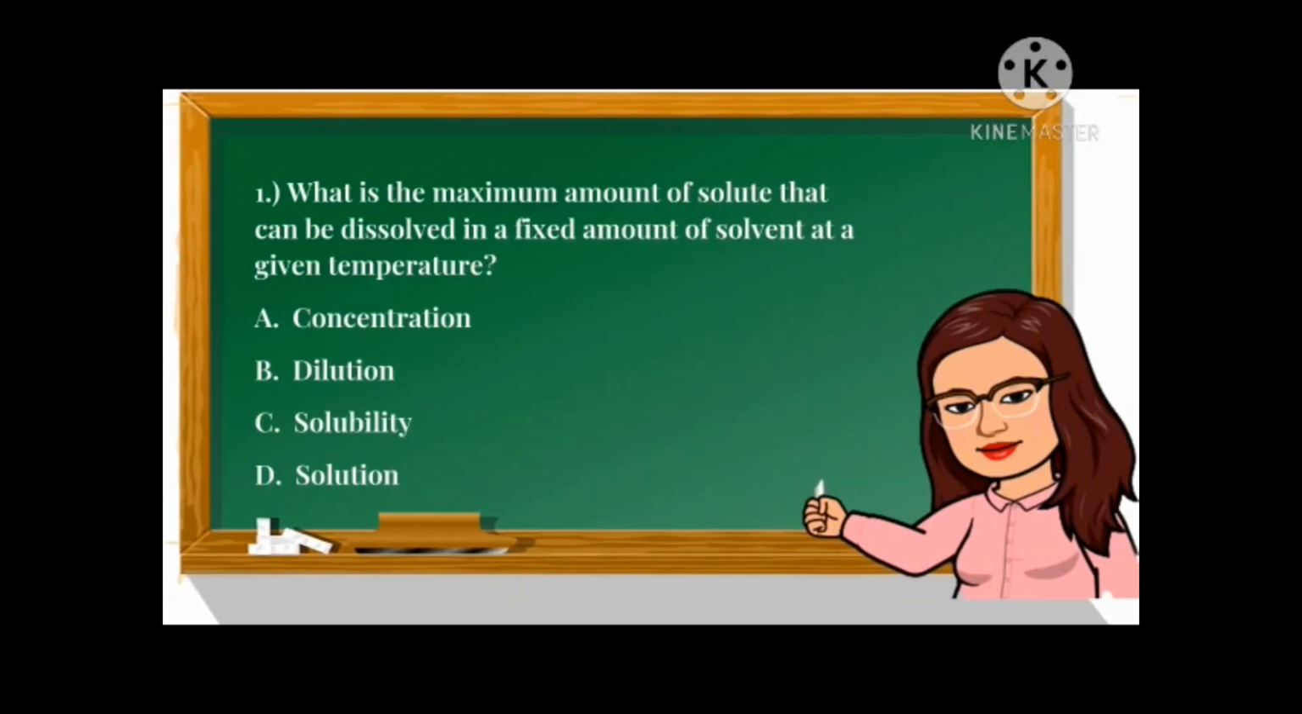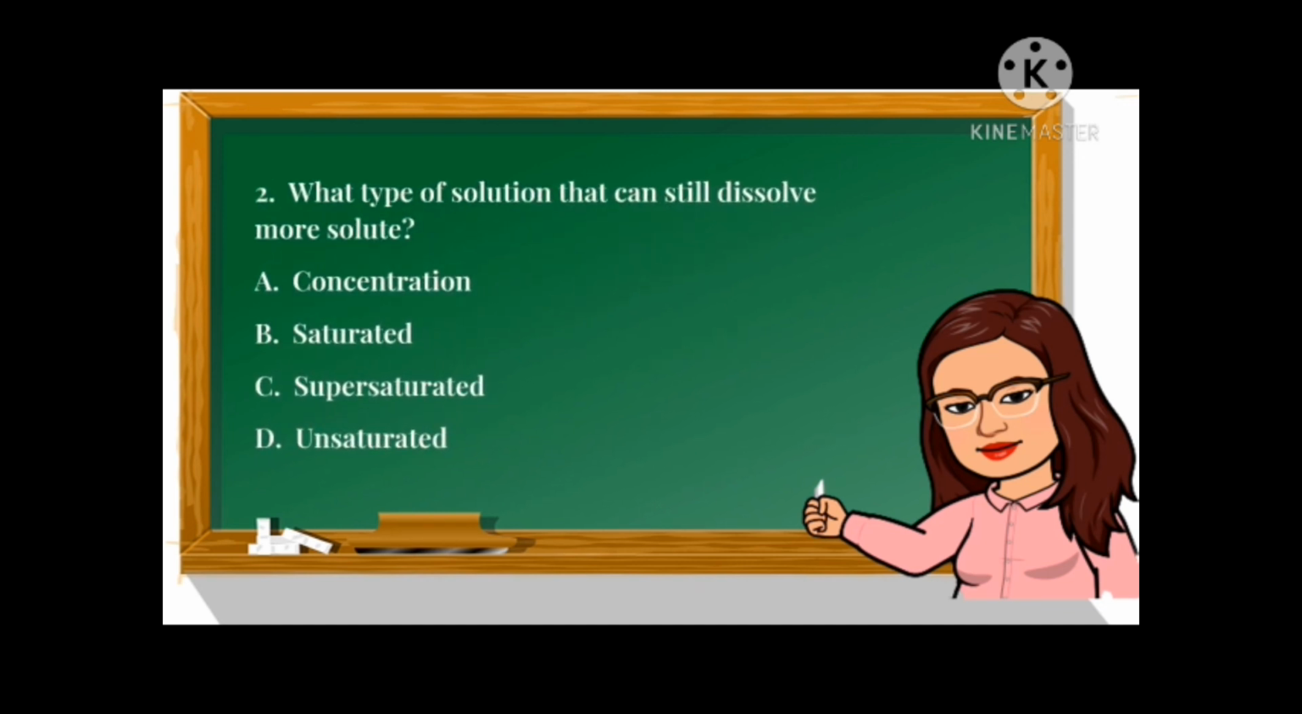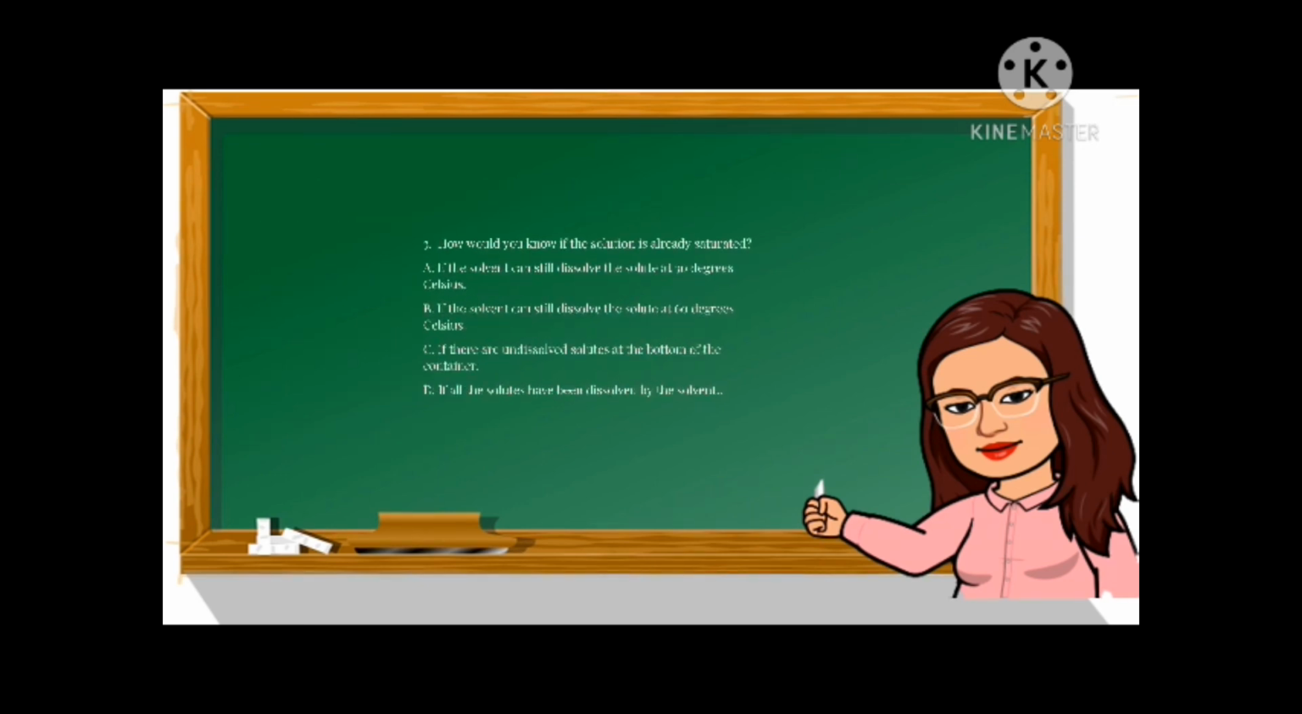Number 1. What is the maximum amount of solute that can be dissolved in a fixed amount of solvent at a given temperature? A. Concentration. B. Dilution. C. Solubility. D. Solution. Number 2. What type of solution can still dissolve more solute? A. Concentration. B. Saturated. C. Supersaturated. D. Unsaturated.